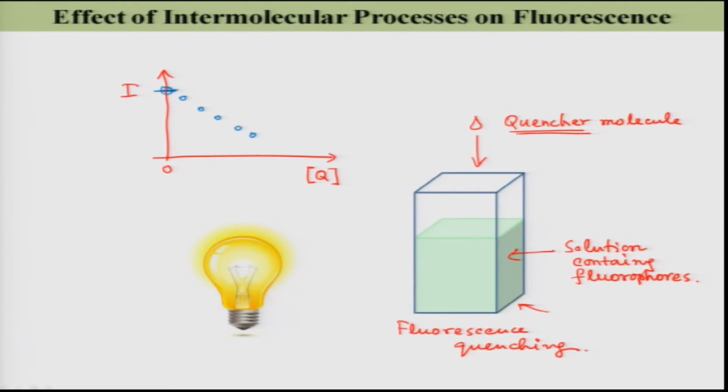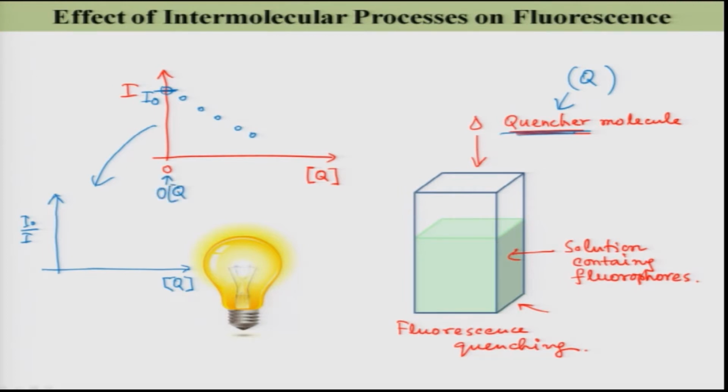However, generally this type of representation is not used in a fluorescence quenching experiment. Rather, what people do is plot I0 by I versus the concentration of the quencher molecule, which is just represented as Q. So, if I now plot I0 by I, what is that I0? I0 is the intensity for zero Q, and all the others are I for different values of Q.